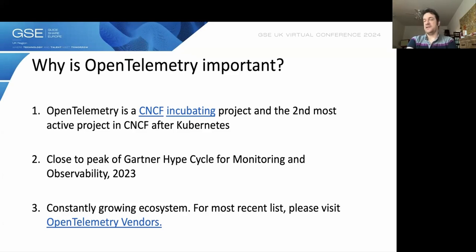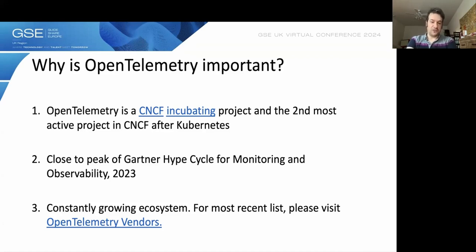We also know from analyst reports that there is a lot of enthusiasm for OpenTelemetry at this point. Monitoring and observability is growing up in the hype curve, and OpenTelemetry is close to the peak at this point of the Gartner hype curve. And speaking personally as well, I know from talking to many different clients and customers that I work with in the mainframe space, the topic of OpenTelemetry has become very important over the last 12 to 24 months.